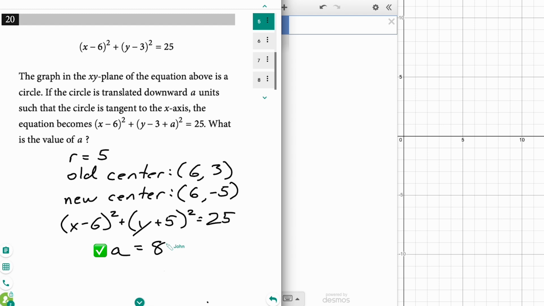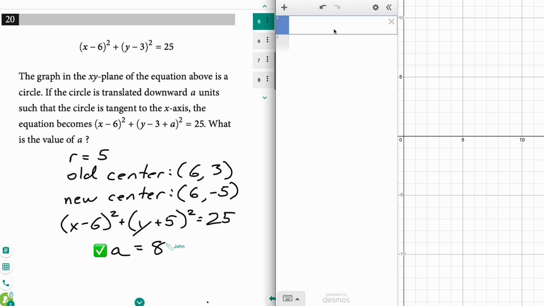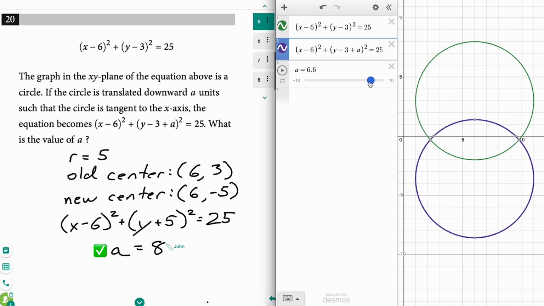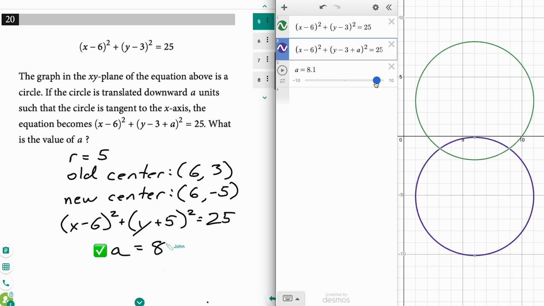If we use Desmos, we would type in the original equation of the circle and then add an a term with a slider, and then just adjust the slider until the x-axis lies tangent to the top of the circle. Now, a word of caution on this, make sure that the gray dot at the top of the circle truly is on the x-axis, and you can verify that by hovering over it.